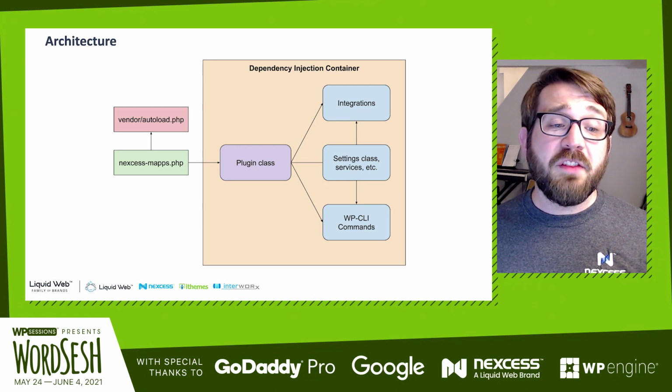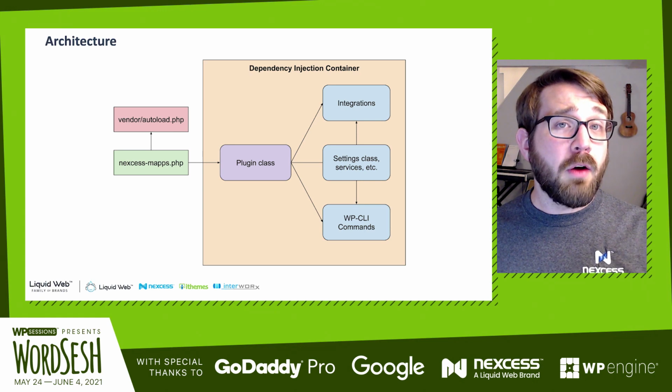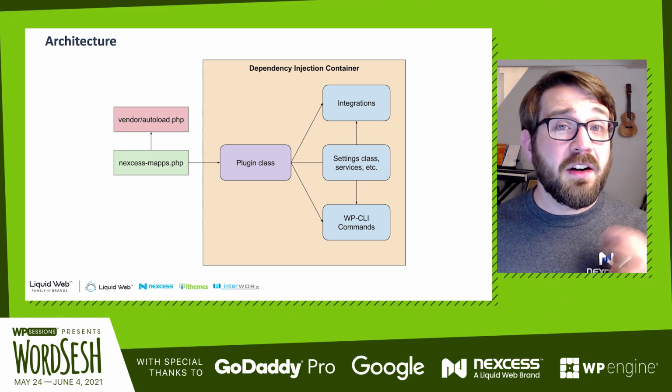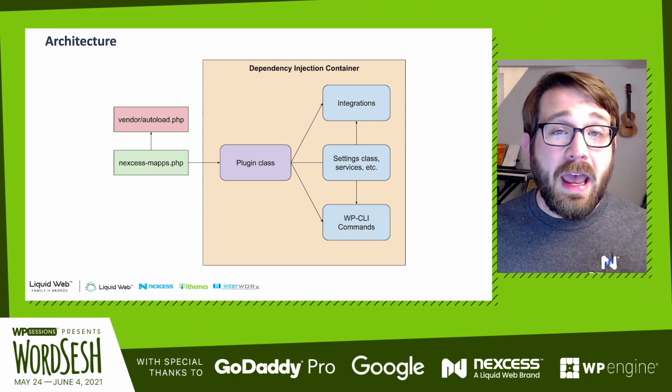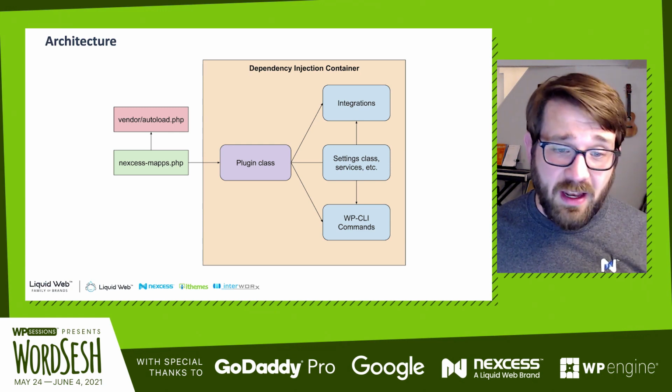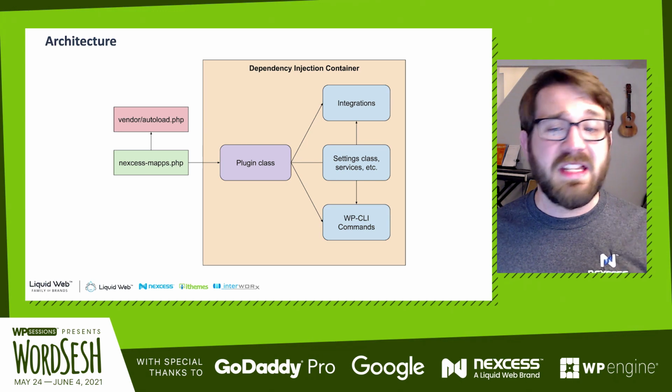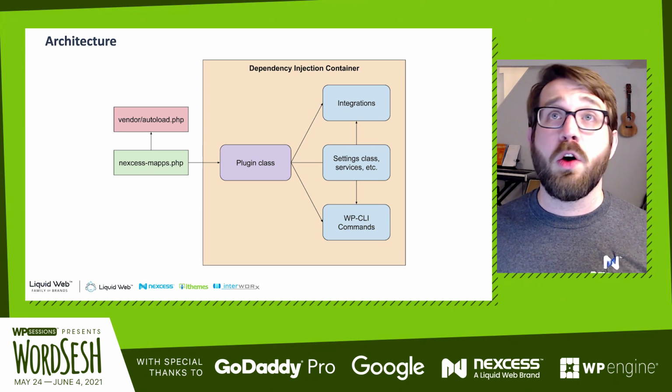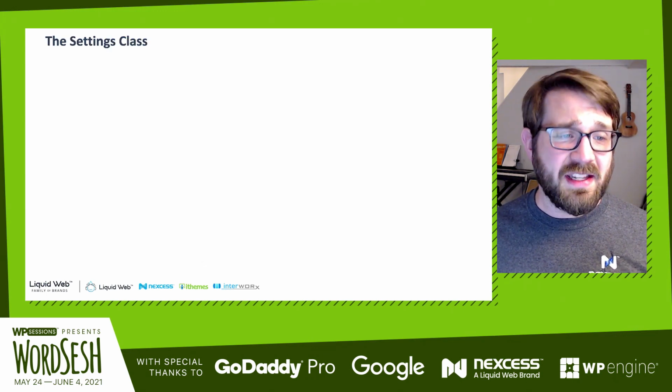We're also taking advantage of an autoloader, so the bootstrap file will load that. Then it initializes our dependency injection container and uses that to resolve our main plugin class, which sets up everything else. So our integrations, our WP CLI commands, and things like, let's start with our settings class.